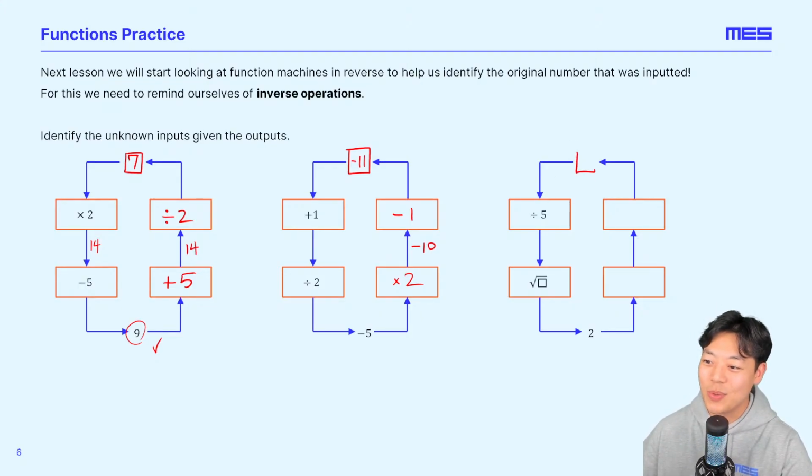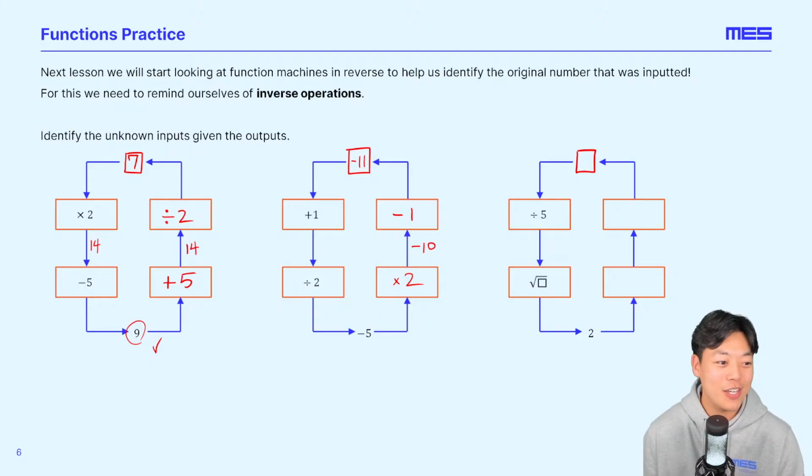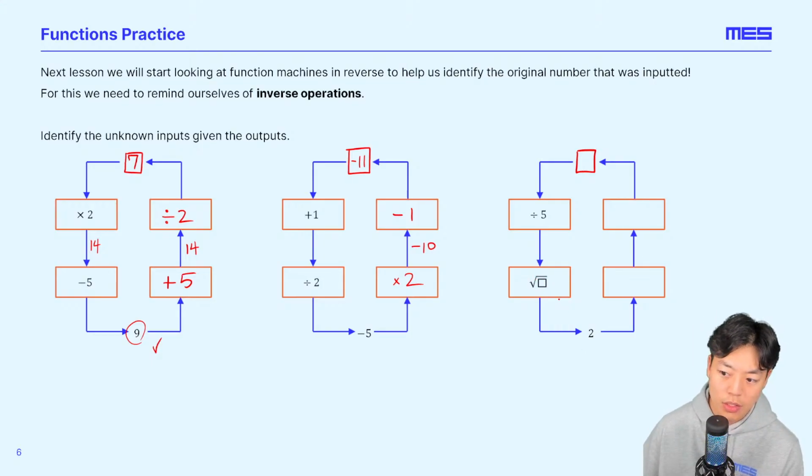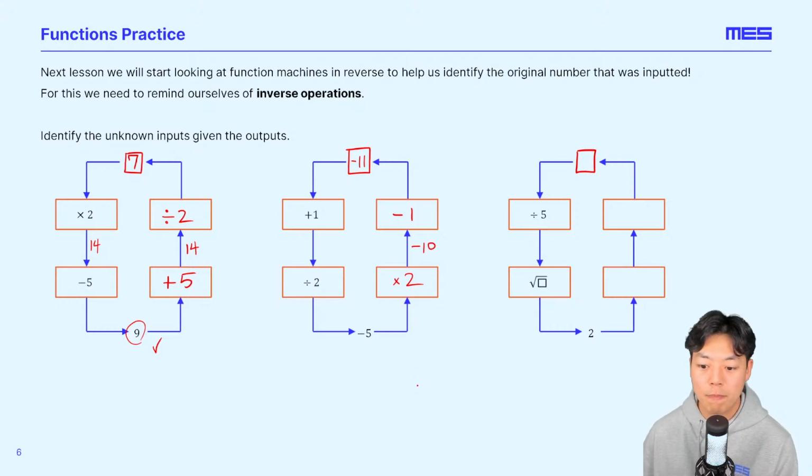All right, last one here before we head into our definition of functions. This number that we don't know yet is divided by 5. Then we take the square root of it to get to 2. What's the inverse operation to square rooting something? In the chat, let me know. What's the inverse operation to square rooting something?